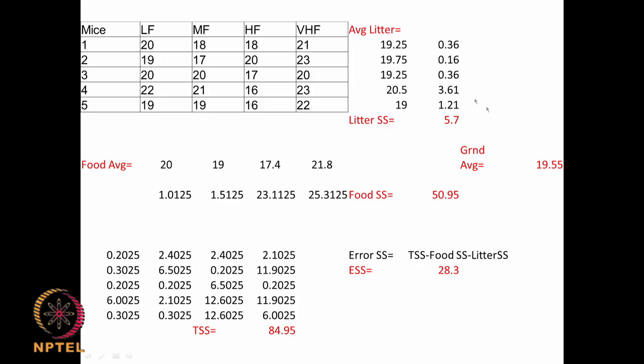Then I subtract, square, multiply by 4 because there are 4 terms, then add up all of them, and I will get the litter sum of squares. Just like the food sum of squares, I get the litter sum of squares. So, you know how to do the total sum of squares. So, error sum of squares comes out to be TSS minus food sum of squares minus litter sum of squares. Now, I make my ANOVA table.